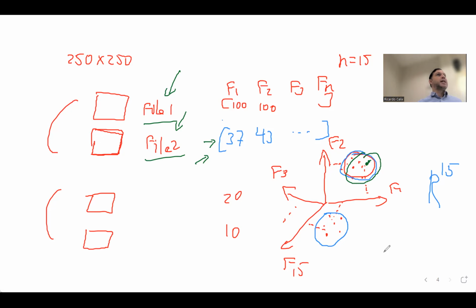KNN usually gives you a class. In this case, it's not going to give you a class. It's going to give you the file name associated with that vector that represents that image. And then by having the 10, you just average.